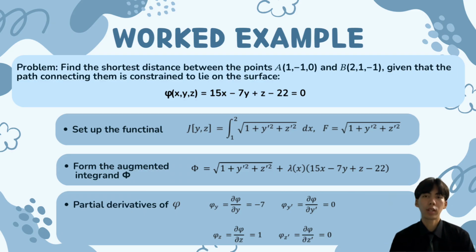The augmented integrand capital Phi is then formed by combining f with the multiplier term, which is capital Phi equal to the square root of 1 plus y prime square plus z prime square, plus lambda times (15x minus 7y plus z minus 22). The partial derivatives of phi with respect to y and z are needed next. Since phi contains no y prime or z prime terms, its derivatives with respect to the prime variables vanish, which becomes phi y equal to negative 7, phi y prime equal to 0, phi z equal to 1, and phi z prime equal to 0.